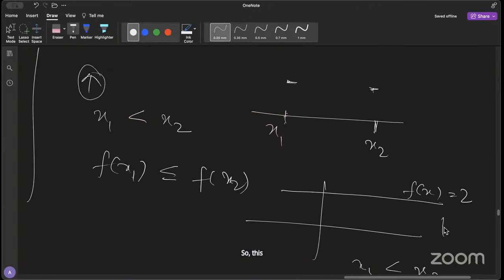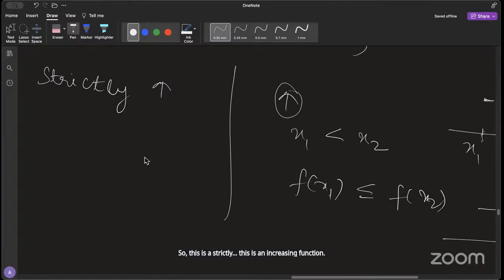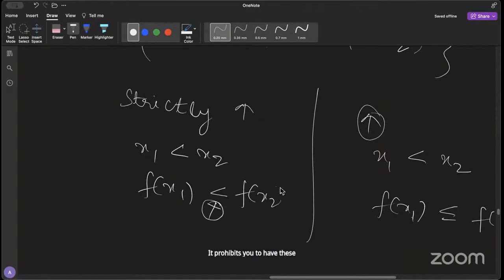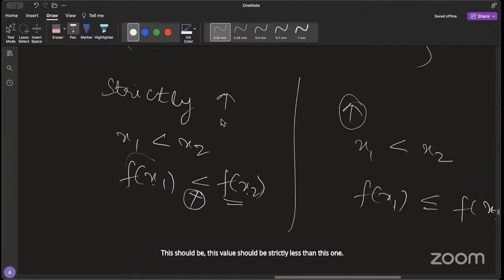So this is an increasing function, but the strictly increasing definition says that if x1 is less than x2, then f(x1) should not be equal to f(x2). It prohibits you from having these values equal. That means this value should be strictly less than this one. That's what strictly increasing means.